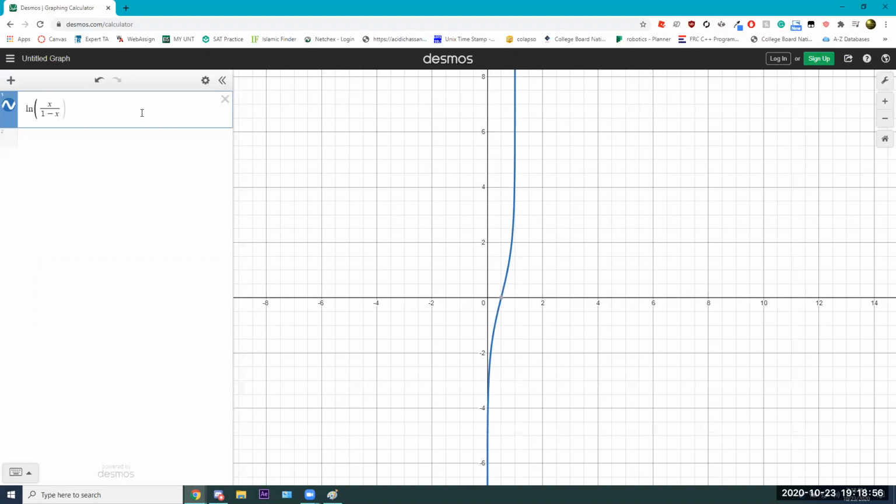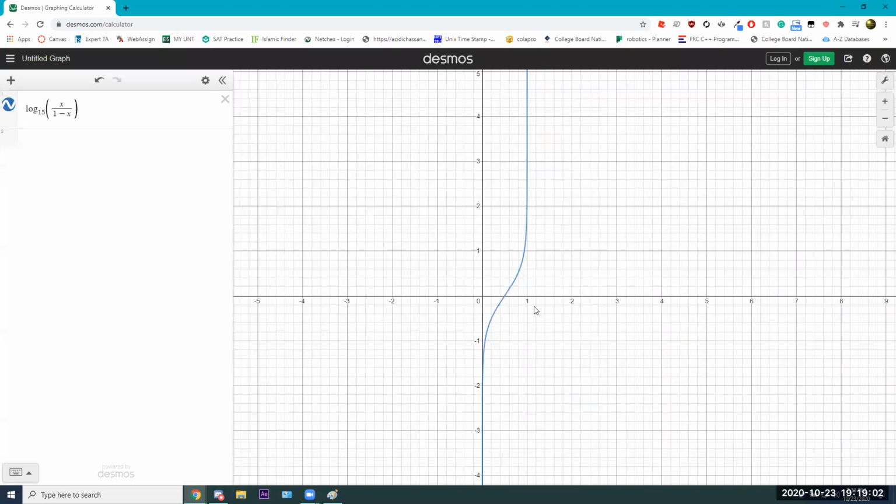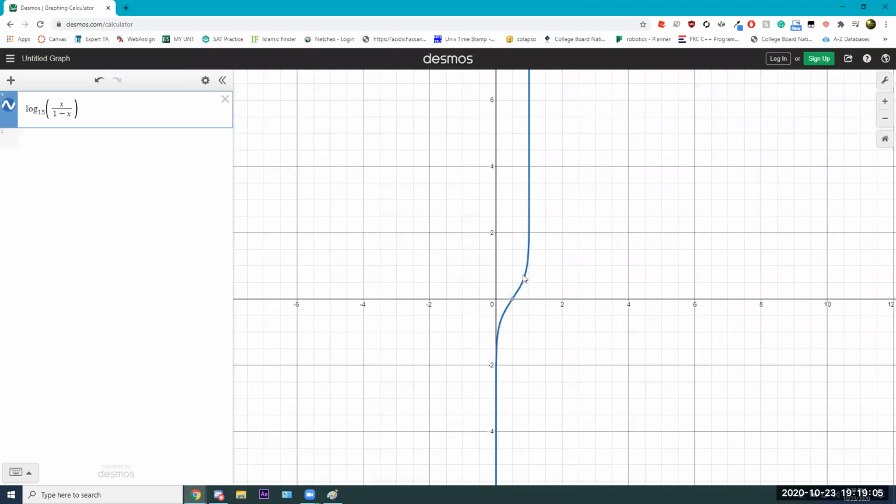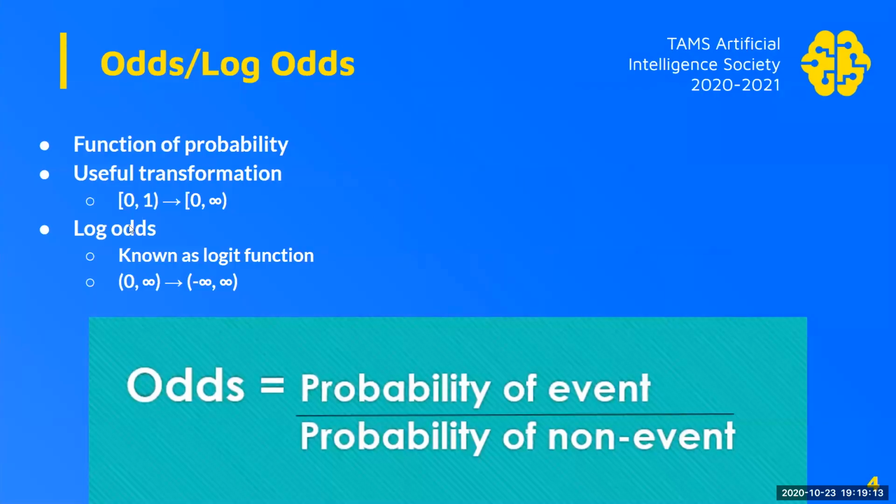It's kind of hard to see here, so I'll do a log base 10 so you can see it better. So this is what it ends up looking like. And this is the important function to know, the logit function. Remember, the logit function is the log odds of the probability. And this completes the transformation that we need. From a scale of 0 to 1, we use the odds to get it from 0 to infinity, and then we use the logarithm function to get it from 0 to infinity to all the real numbers, negative infinity to infinity.